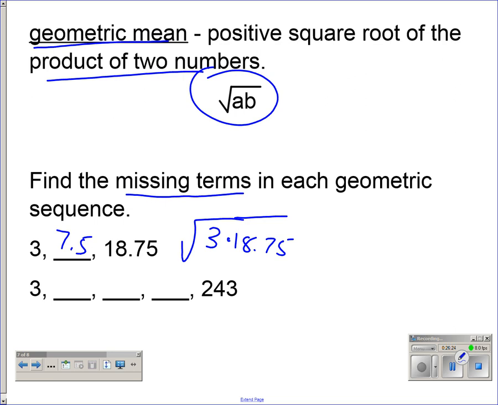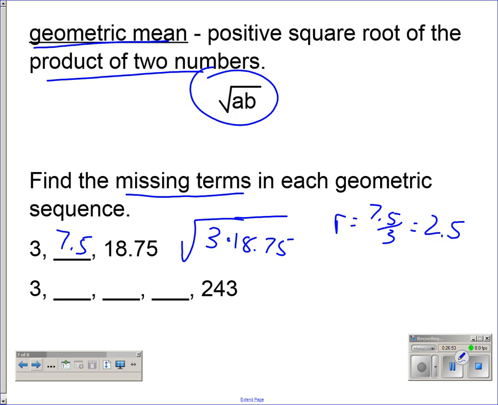What I'm saying is the same number it takes to multiply 3 to get 7.5 is the same number it takes to go from 7.5 to 18.75. You can make sure that's right by figuring out your rate: 7.5 divided by 3. I think you get 2.5. So it's the same number. You can do 3 times 2.5 and get 7.5, and multiply it again by 2.5. That's what we're doing.